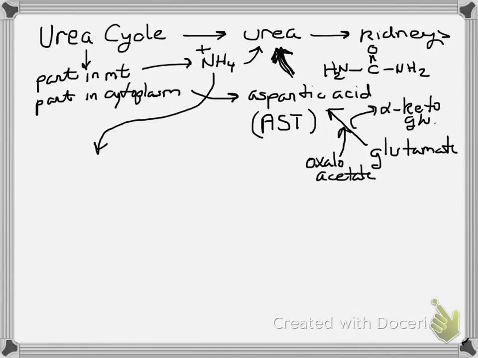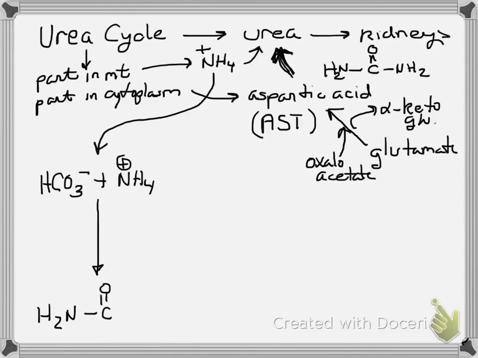So recall in the last video, I said that as soon as the ammonia is formed by these two reactions, it is captured essentially immediately. And the way it's captured is through bicarb plus ammonia, and we are going to form from this a molecule that is called carbamoyl phosphate.